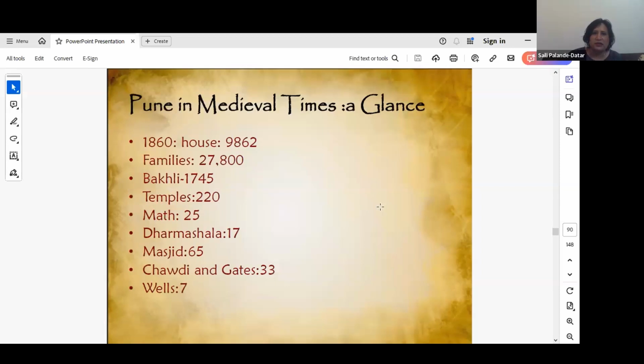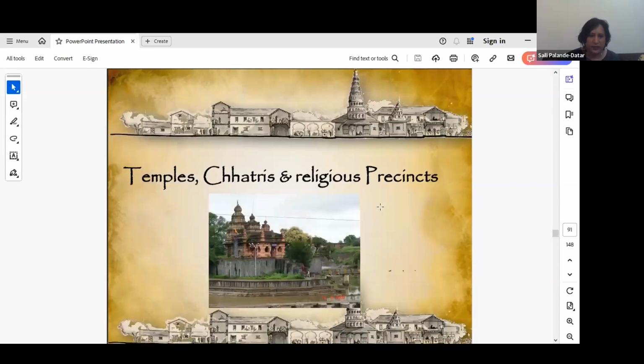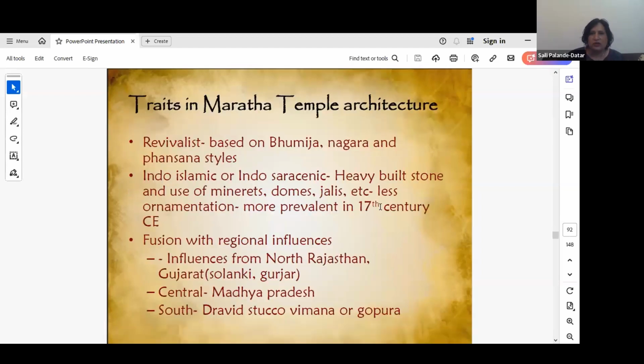I'll just fast forward a bit because we have already passed the time. I would like to talk about Maratha temple architecture a bit, because we see that from the 13th century onwards to around the 16th, 17th century, there is a break in temple building activity, and we see very few examples of temples in the centuries between.